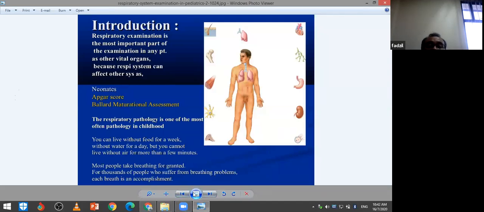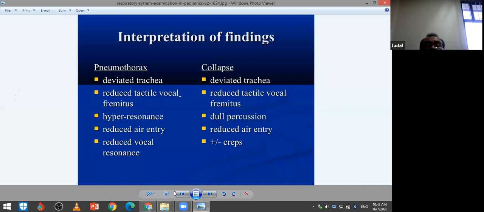But you have to realize that in children, you may not be able to find all these findings. You may only find reduced tactile vocal fremitus, dull percussion, reduced air entry, maybe crepitations. Or you may find only reduced air entry, resonance if you are able to percuss, or a deviated trachea. So in children it is more challenging, because usually you cannot find all the findings.